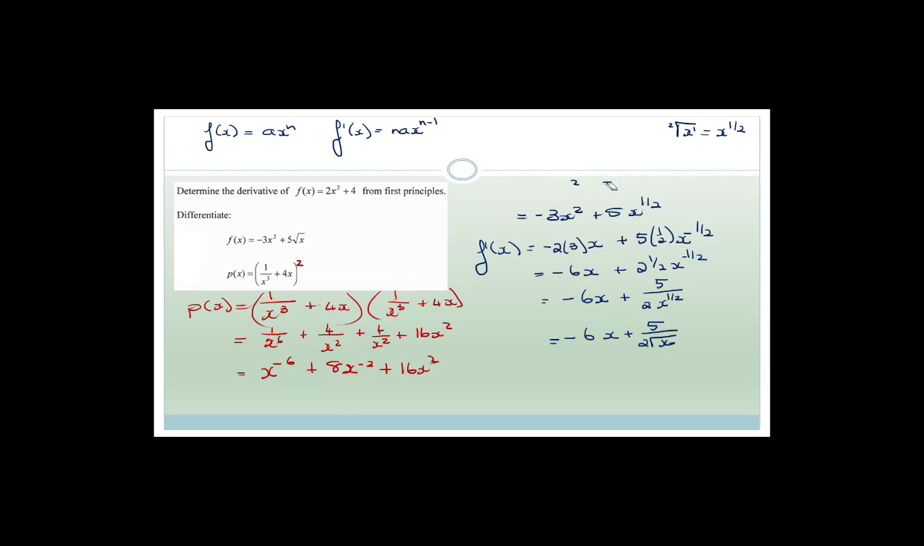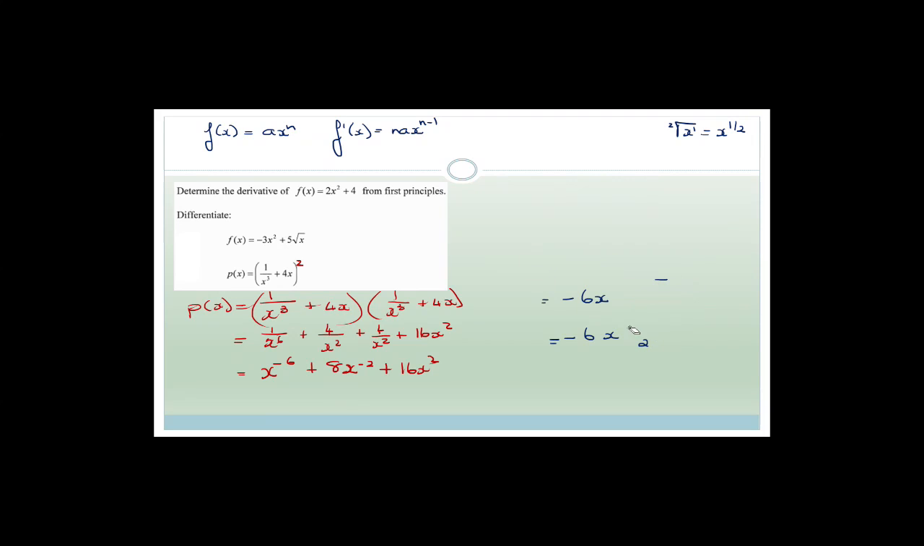So I'm just going to erase this blue stuff to get it out the way. There we go, blue stuff is gone. And let's carry on. So we're going to go p dashed of x is equal to, and take this number to the front, so it becomes minus 6x to the minus 6 minus 1. That's the rule. Plus, take this to the front, so it becomes 8 times minus 2, x to the minus 2 minus 1, plus 16 multiplied by 2, x to the 2 minus 1.